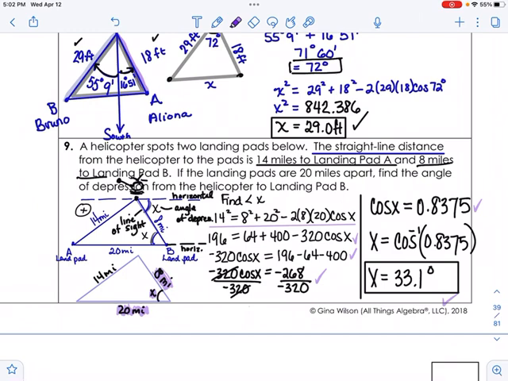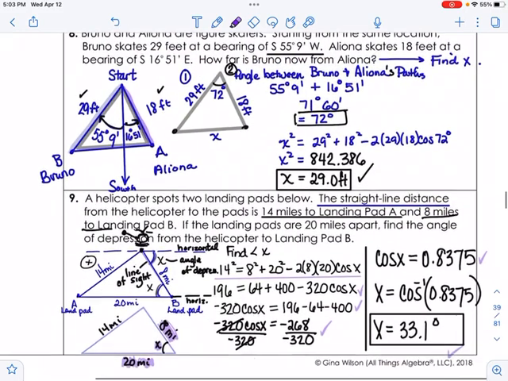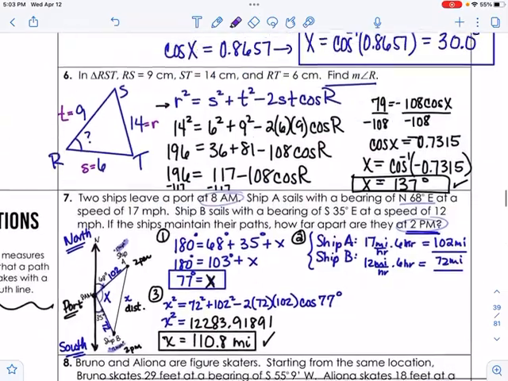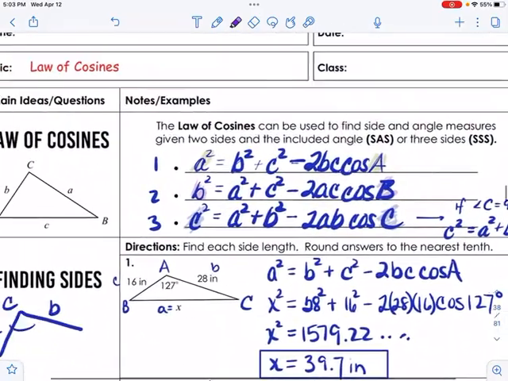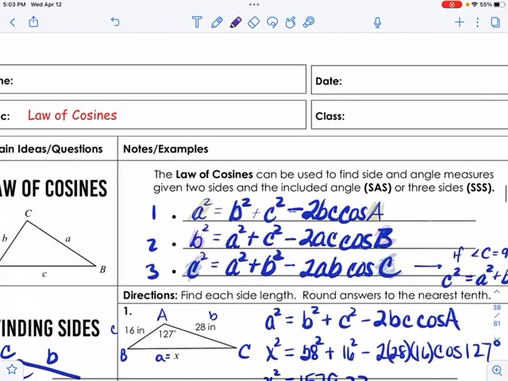All right, and with that in mind, that'll be the end of my short lesson to go over these few extra problems. I hope it was helpful. And that will finish up our law of cosines lesson.